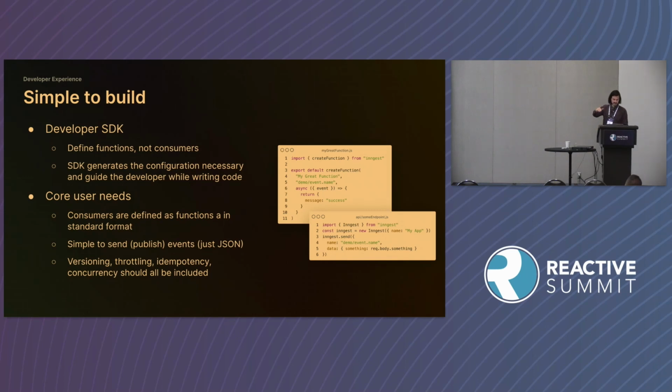In addition to that, things like versioning of functions, throttling, idempotency, and concurrency should all be included in the system and should be easy to configure.